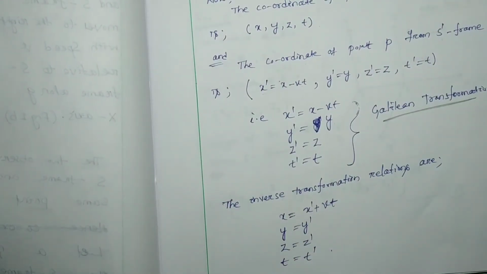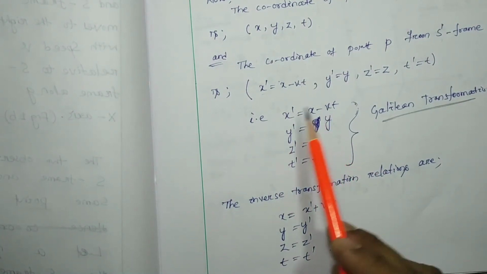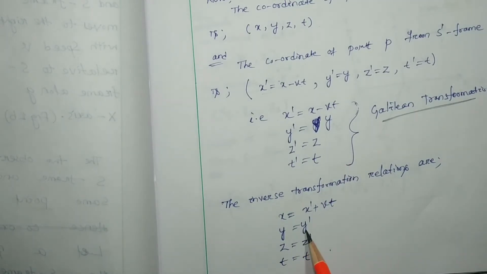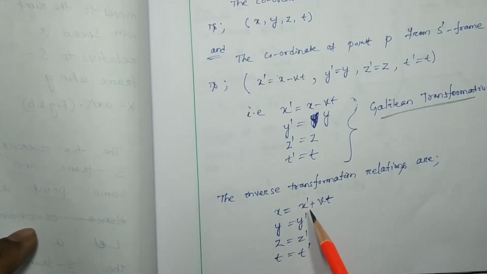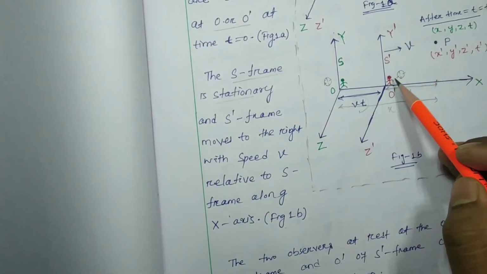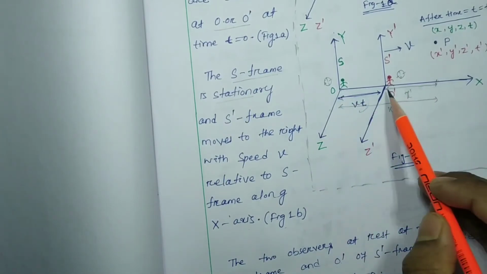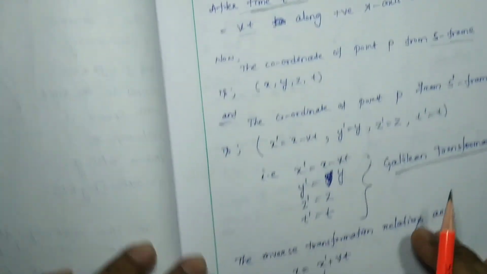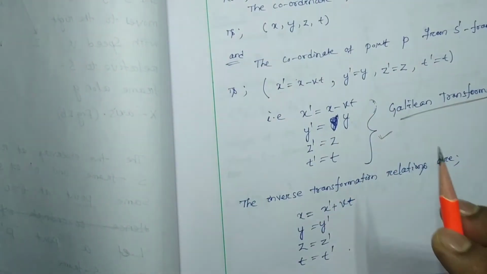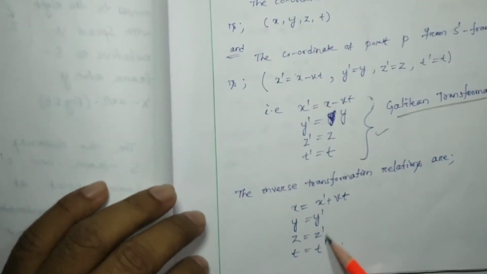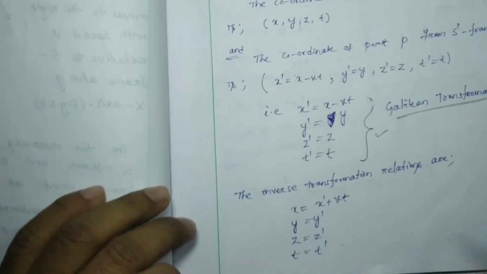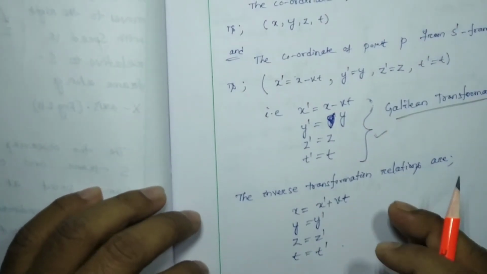So the so-called inverse transformation will be just add up, move this to this side: x equals x dash plus vt, y equals y dash, z equals z dash, t equals t dash. That means x will be x dash plus vt, if this is stationary. So this will be the so-called inverse transformation. I suggest that up to this much you have to remember, and this will be required for our further explanations of the invariance of Galilean transformation. Also you can remember these inverse transformation relations for future applications in the sections we are going to discuss.